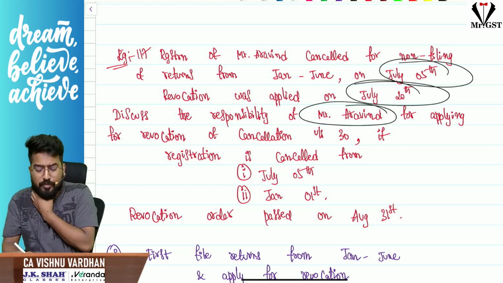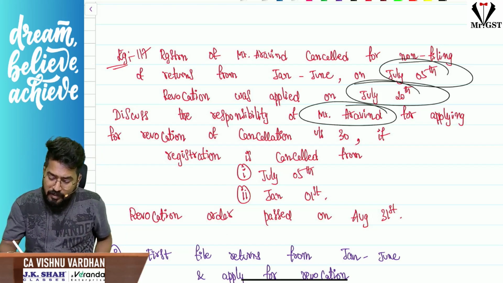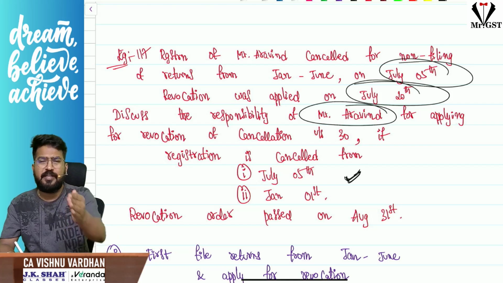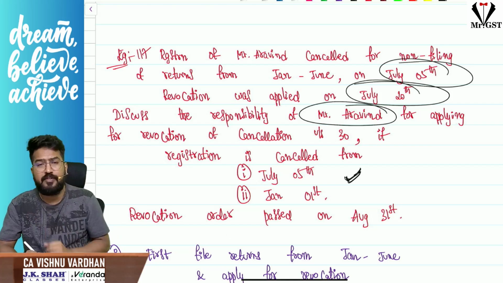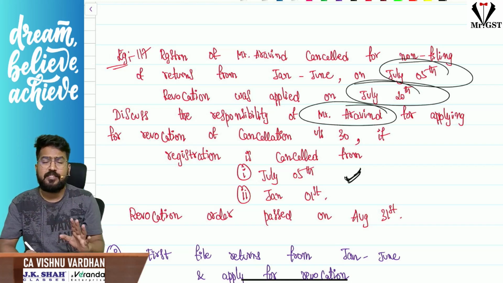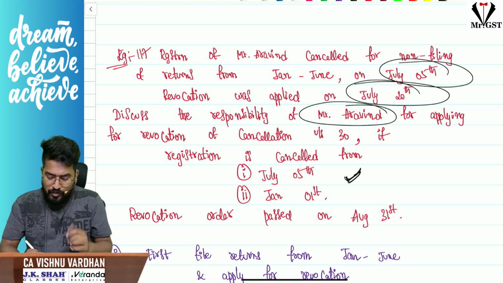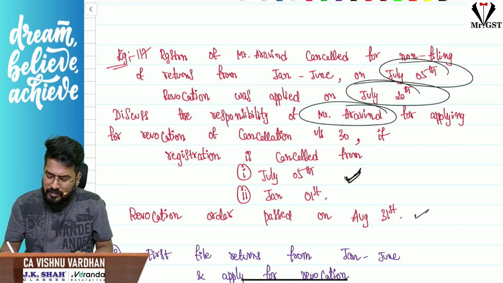We understand now the problem is from when it is cancelled. Sir, January to June I did not file the returns, but with prospective effect, immediate effect only, they cancelled my registration on July 5th. So what should I do first? January to June, whatever returns are pending, I should file, and then I can go and ask for revocation. Okay. So the revocation order is passed on August 31st, imagine.